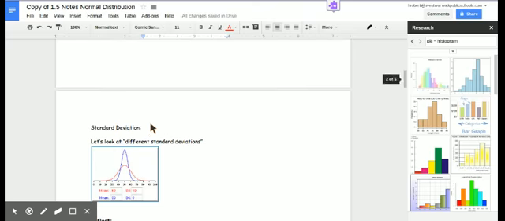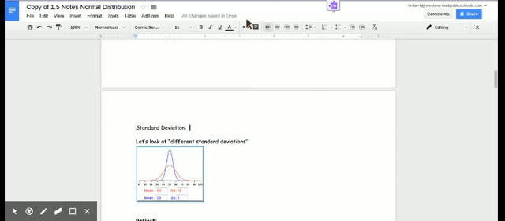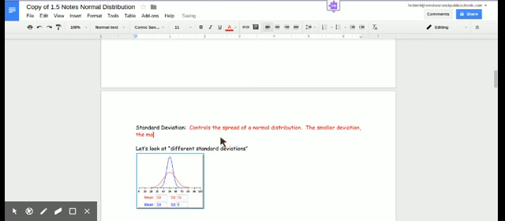Now, standard deviation is something that we're going to work with our bell curve. So basically, this is just something that controls the spread of a normal distribution. The smaller the standard deviation, the more concentrated the data. And I'll show you one that's talking about that. So deviation is something is changing from something else. So how far it's spread out from that particular mean.